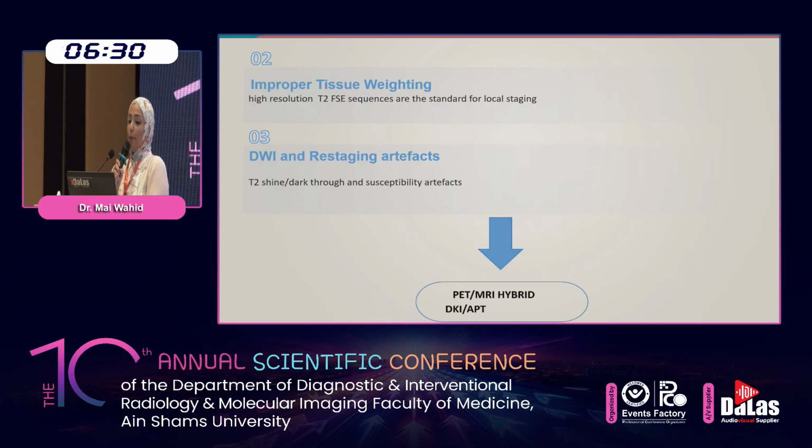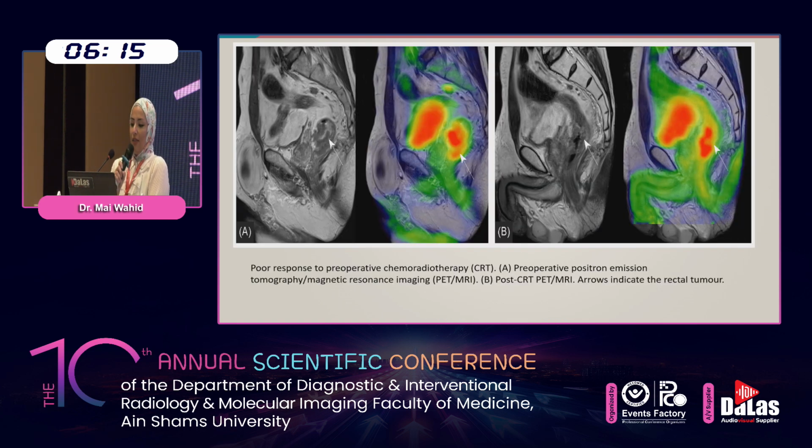We can also have improper tissue weighting and the diffusion restaging artifact we talked about before. So they can be overcome by doing PET MRI hybrid, DKI, which is diffusion kurtosis imaging, and APT, amide proton transfer. What are all these? This is a PET MRI image, not a PET CT. So we have the high resolution of the MRI and the metabolic activity of the PET.